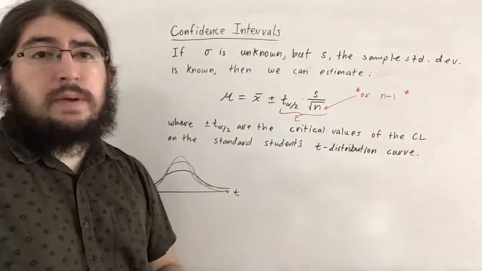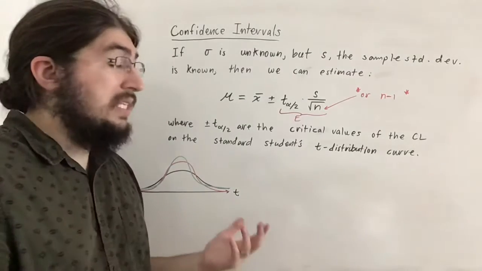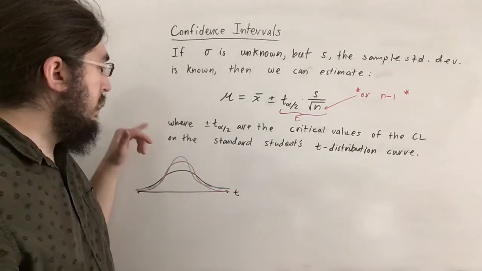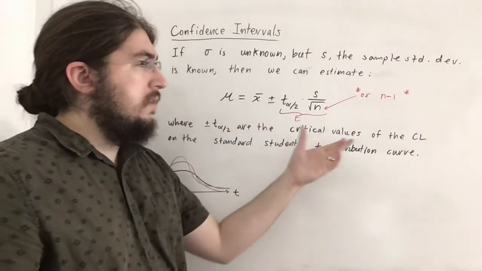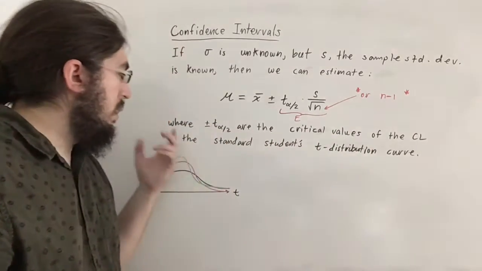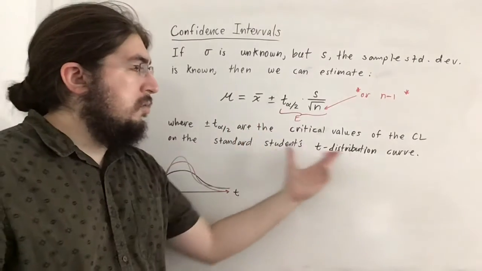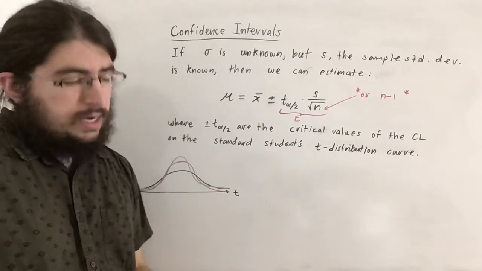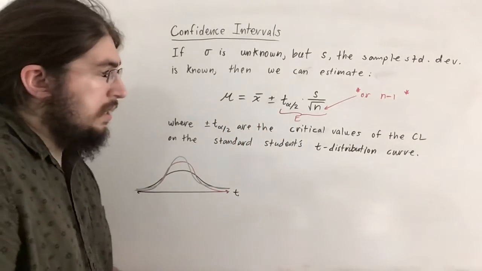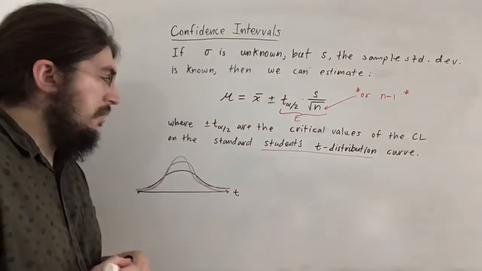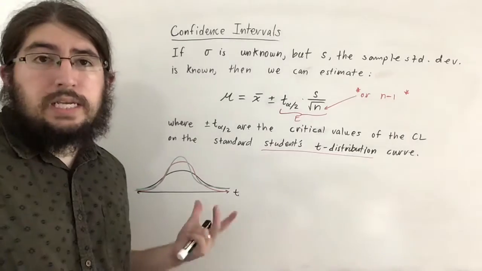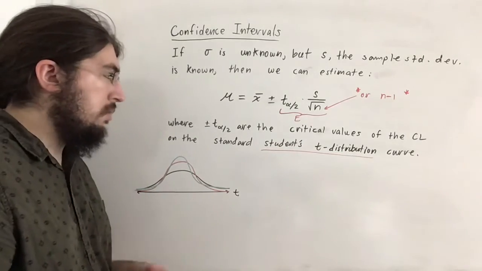Now, this t sub alpha over 2 may be throwing us off a bit because we haven't seen that before, maybe. So here I say where plus or minus t sub alpha over 2 are the critical values of the confidence level on the standard student's t distribution curve. Now we're used to the standard normal curve, not the t distribution or student's t distribution curve. Now it's the same exact principle as the z curve, the standard normal curve.